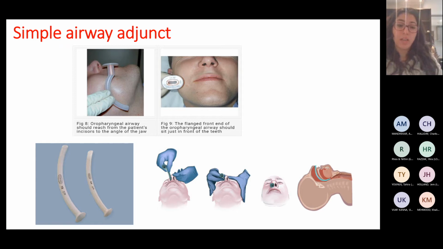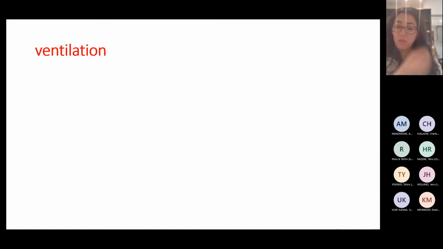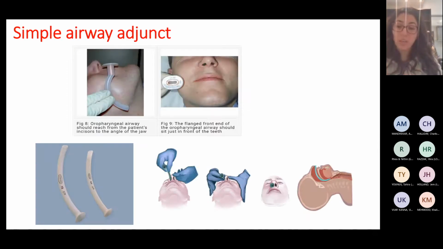you have to get the right size. To get the right size, it's easy. You just put the tube next to the patient's face. The mouth opening needs to be just above the lips, and the inner end should be at the angle of the jaw. The only disadvantage with this adjunct is that your patients should be deeply sedated, otherwise it won't be tolerated, and it can trigger the gag reflex and vomiting, which you don't want to have.